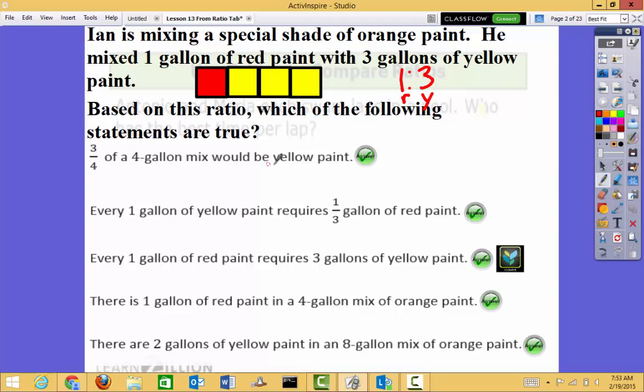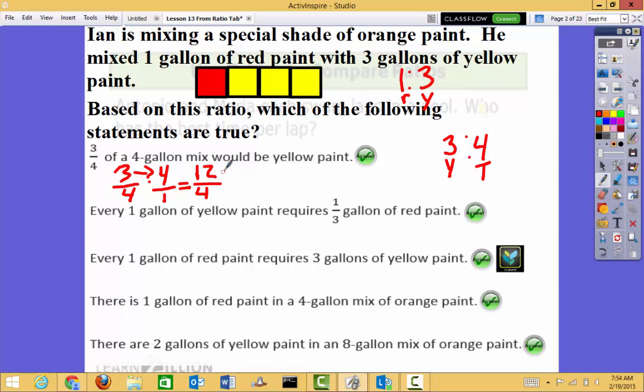3/4 of a 4-gallon mix would be yellow paint. So what is that saying? Well, I'm mixing it all together, so it's going to be 4 to 3. Here is my yellow, here is my total. So let's see if that's correct. 3/4 of a 4-gallon mix would be yellow paint. Well, what that would mean is I'm taking 3/4 and multiplying it by 4. And let's check. 3/4 times 4, well, that's going to be 4 over 1. And I multiply straight across, so I will get 12 over 4 times 1, which is 4.